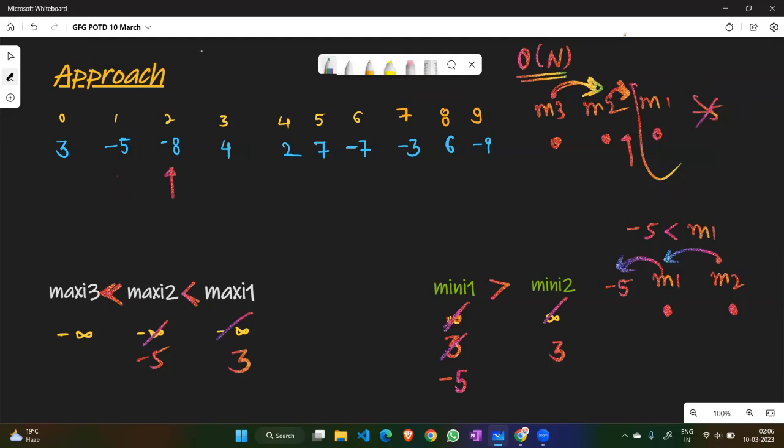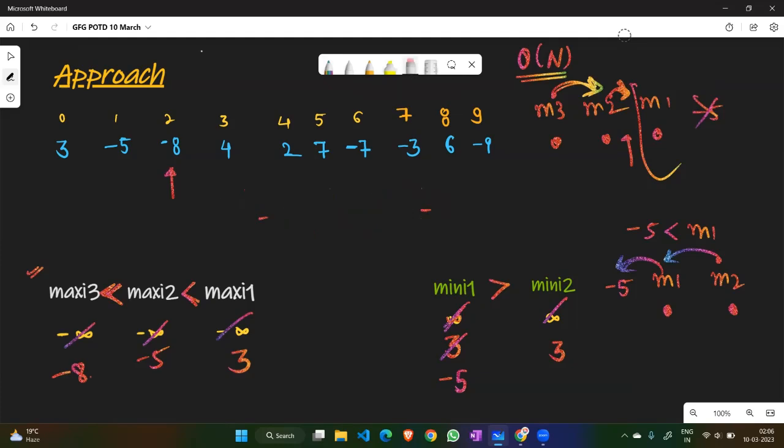Now here we can see minus 8. So for minus 8, we will check M1, M2 and M3. Consider these M dots. Now minus 8 is greater than M1. No, leave. Minus 8 is greater than M2. No, leave. Minus 8 is greater than M3. Yes. So we will take this minus 8 only.